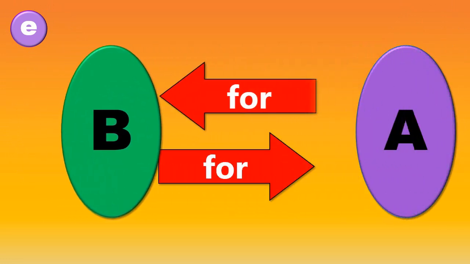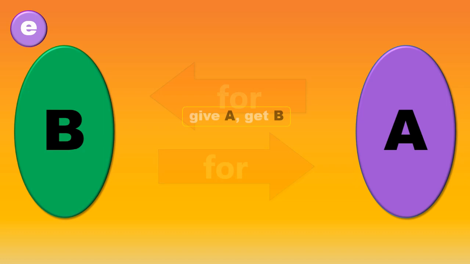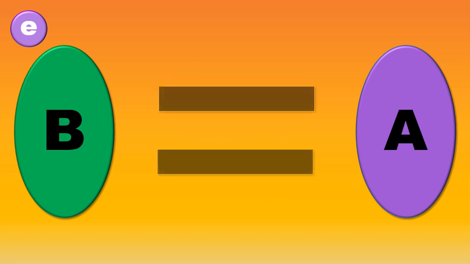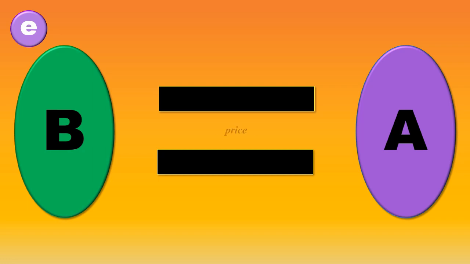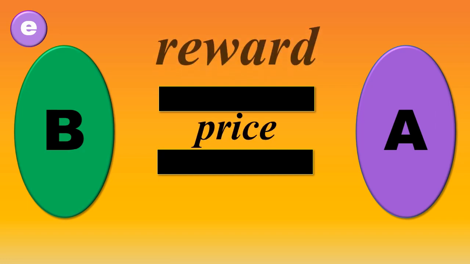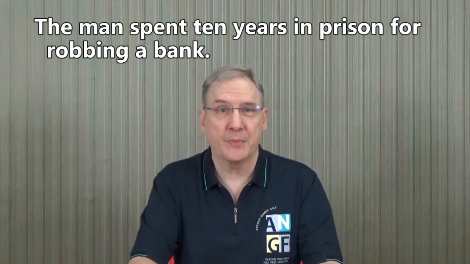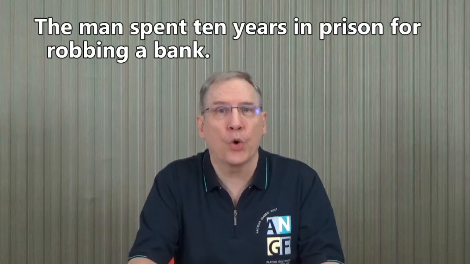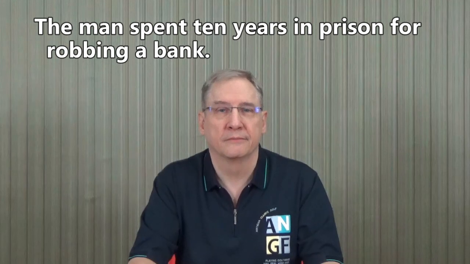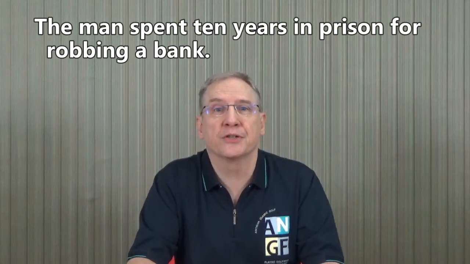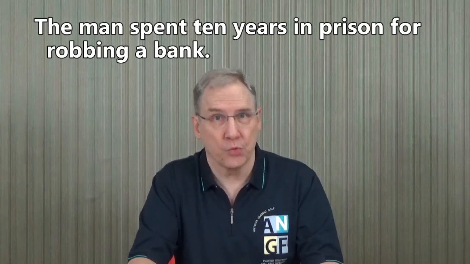E. A equals B, so one is the price of the other, either reward or punishment. The man spent 10 years in prison for robbing a bank. 10 years in prison was the price this man paid because he robbed a bank.